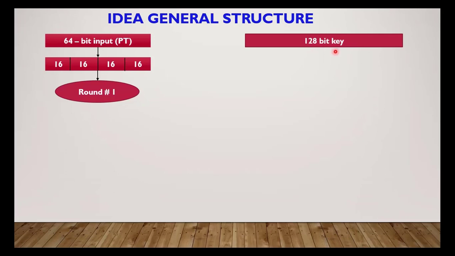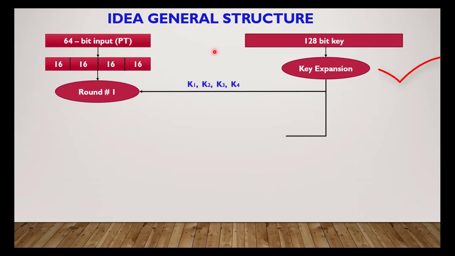In total we require 52 keys. First of all, out of this 128-bit key we need to generate 52 keys, and each key will be 16-bit. So first, this 128-bit key will be expanded by using some key expansion algorithm, and then you will get 52 keys in total. And the first round, as it is an odd round, will require k1, k2, k3, k4, total 4 keys for round 1, out of 52 keys.